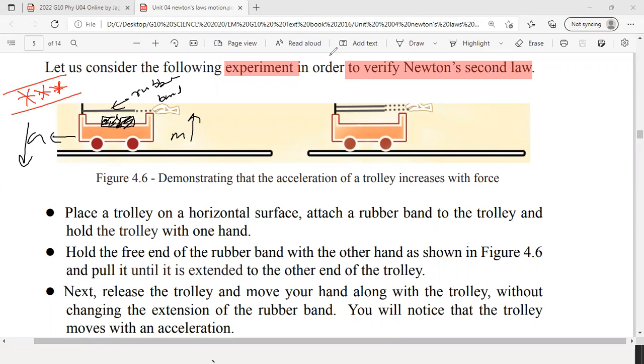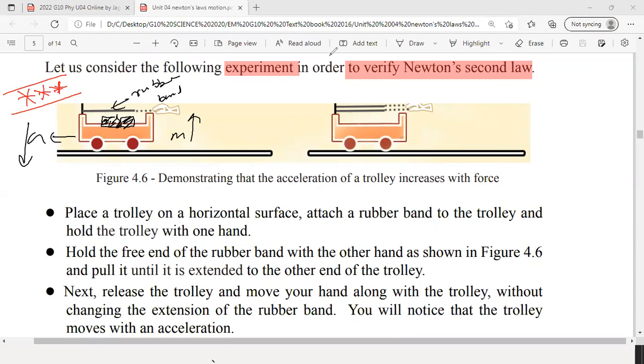Here we are going to discuss the two main factors that affect acceleration: the mass of the object and the unbalanced force applied on the object. The higher the force, the higher the acceleration. The greater the mass, the lower the acceleration. That is called inversely proportional. One is directly proportional to the acceleration, that is force, and the other is inversely proportional to the acceleration, that is the mass of the object. This is Newton's second law.